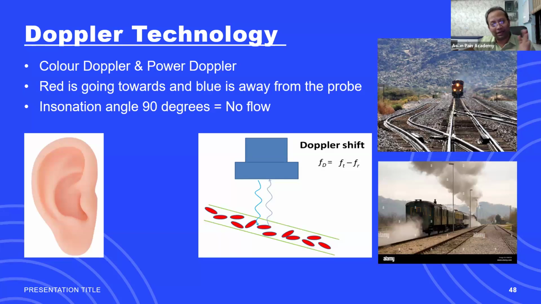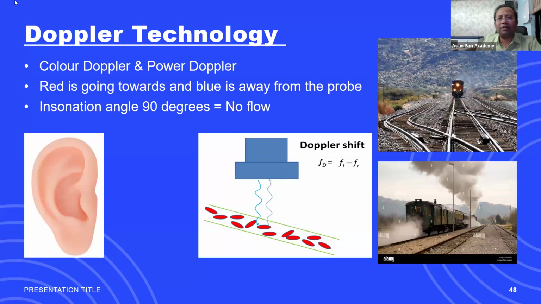Then it understands that the vessel is going away, and if the sound wave increases, then it understands the RBCs are coming towards it. Whichever vessel the flow is coming towards it, that is called Doppler technology. And always remember that if the insonation angle is 90 degrees, there is no flow and it will not show any color. So it has to be a bit tilted.